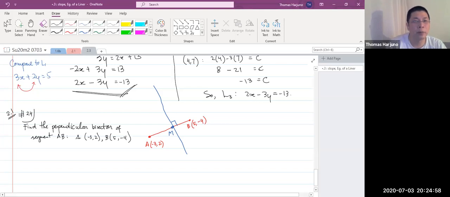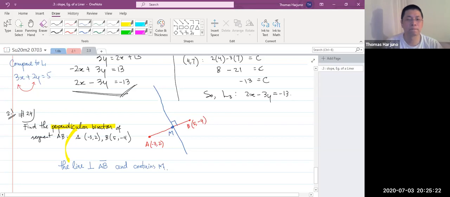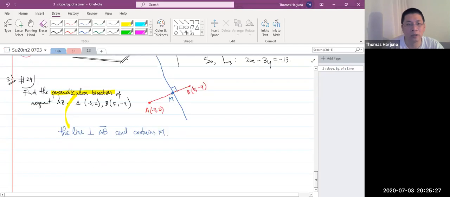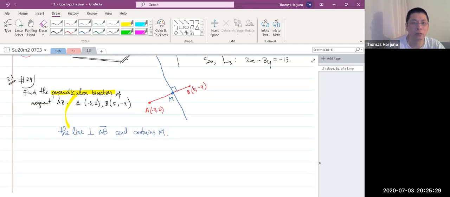Okay, so this perpendicular bisector here is the line perpendicular to segment AB and contains the midpoint. Okay, then how to find that line? We need to find the slope. Let's find the slope for AB first.